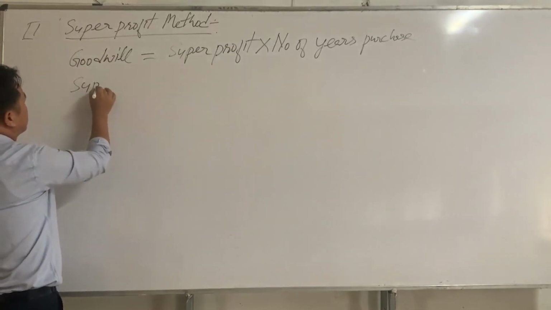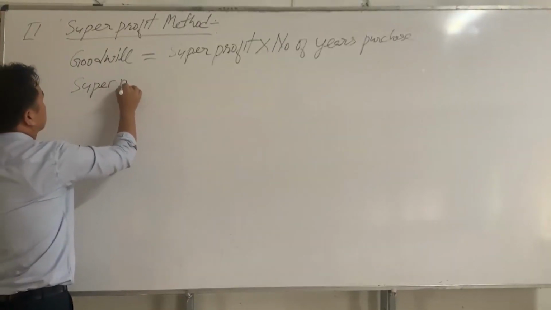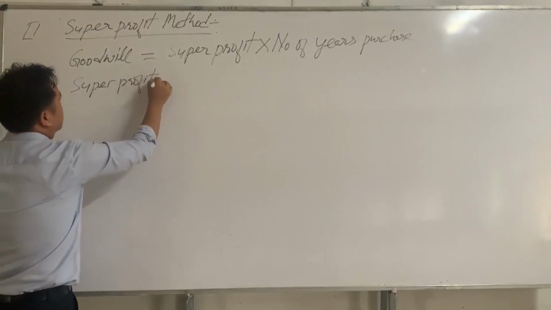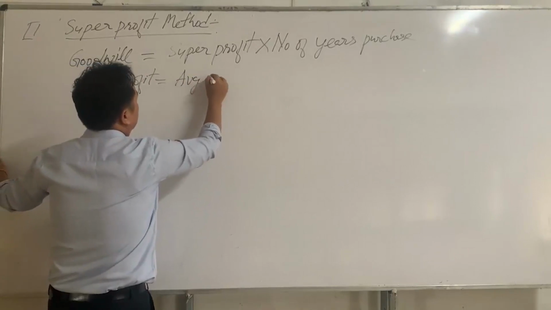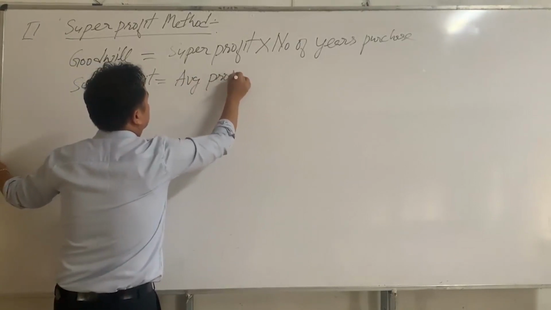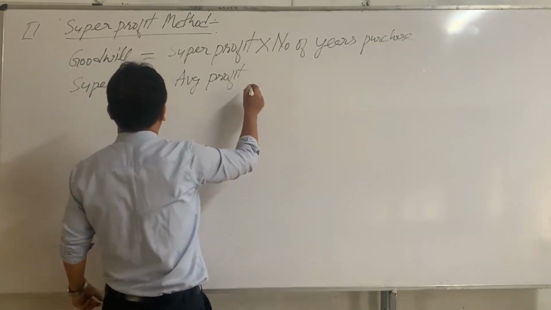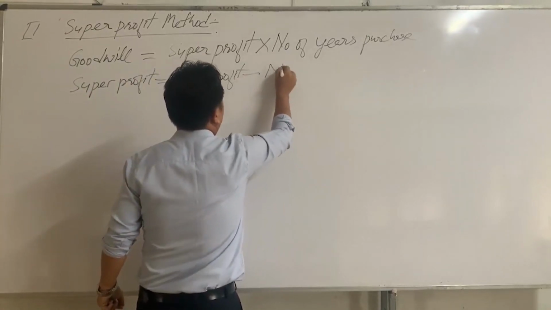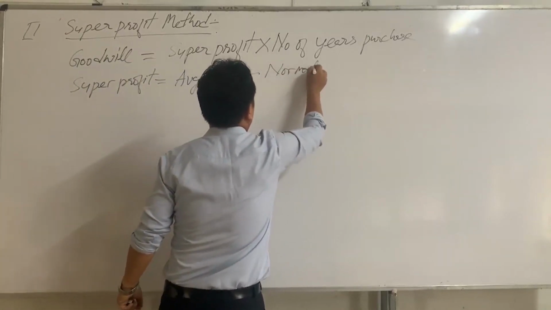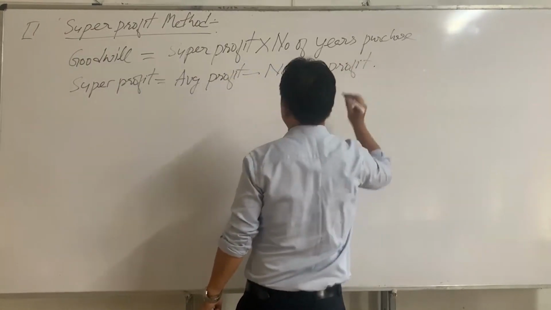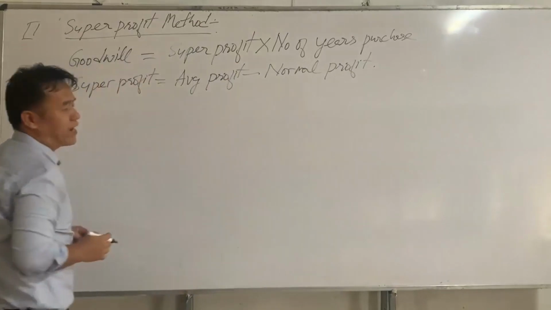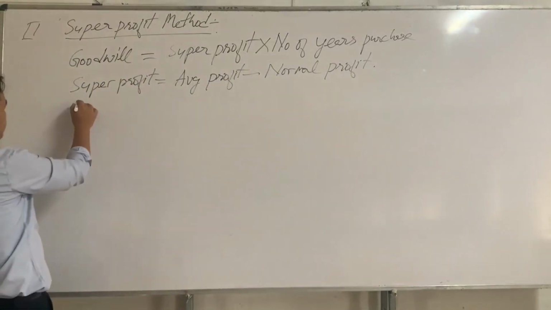So what is super profit? Super profit is equal to average profit minus normal profit.